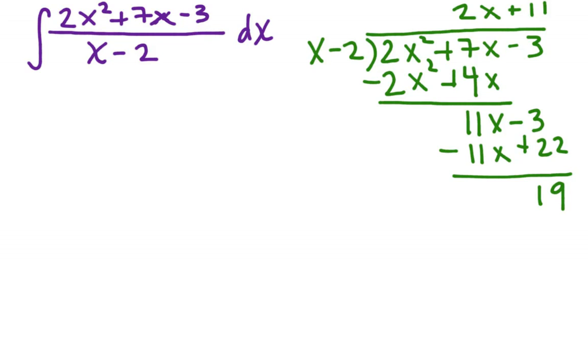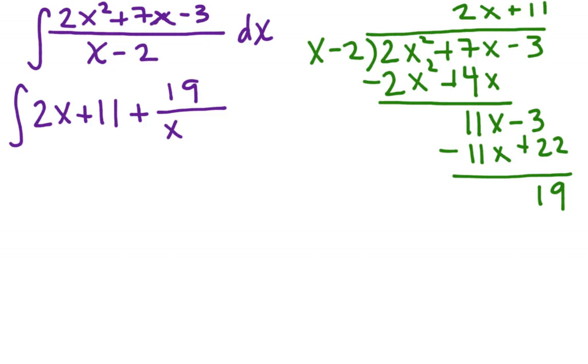Okay, so I ran out of room on my screen here, so we'll rewrite this, and hopefully you know how to write the remainder. So here's my rewrite. Integral of 2x plus 11, which is the quotient, and I have a remainder. The remainder is plus 19 over the divisor, x minus 2. So now I have something that's a little more workable.